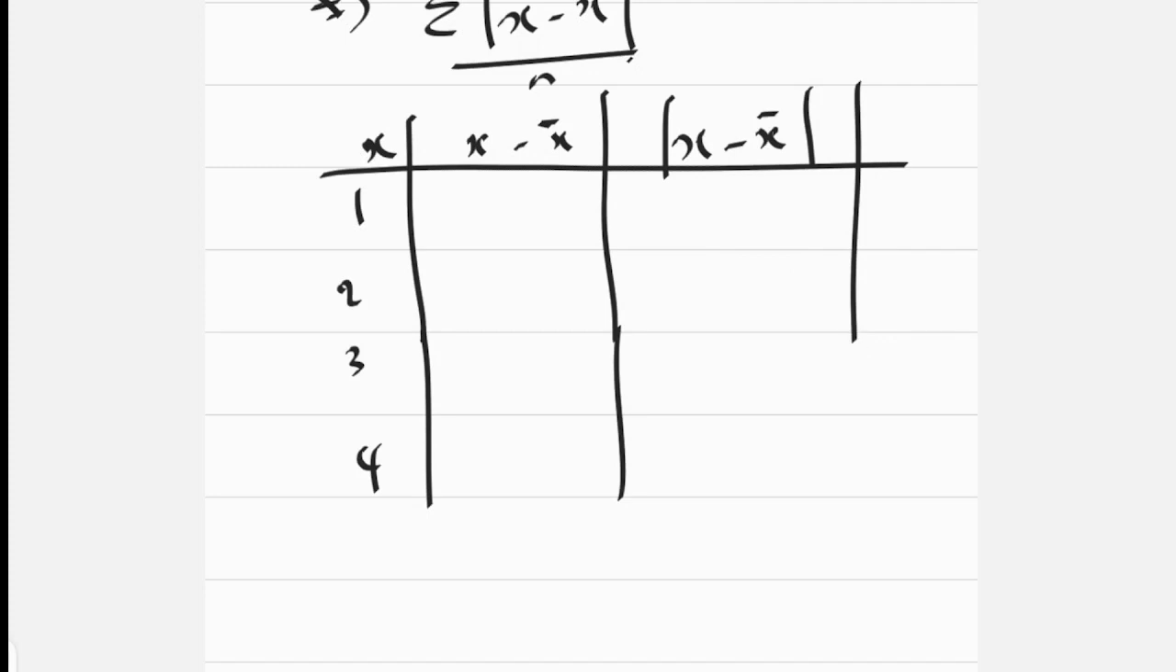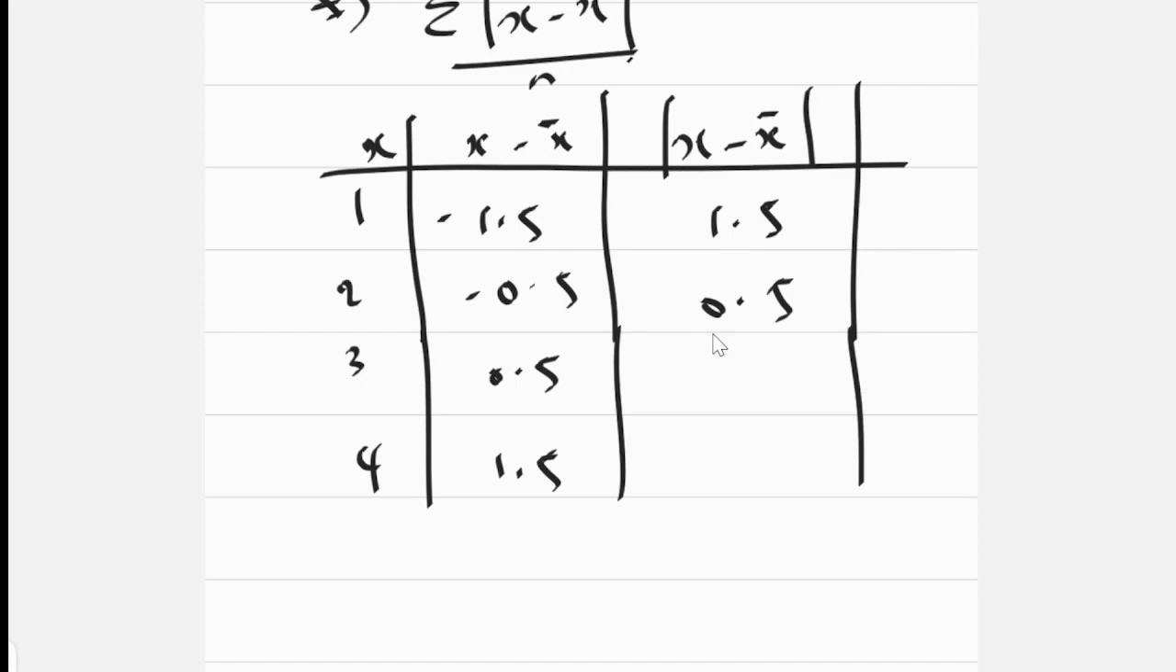And I know my x bar is 2.5. So 1 minus 2.5 is minus 1.5. 2 minus 2.5 is minus 0.5. 3 minus 2.5 is what? 0.5. 4 minus 2.5, I think it is 1.5. Then you take the absolute value, the negative ones will turn to positive. Then you have 1.5, 0.5, 0.5, 1.5.